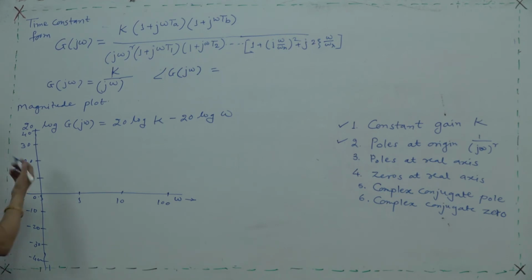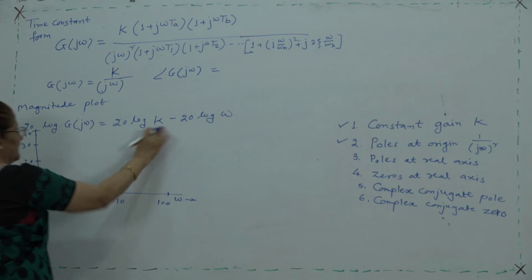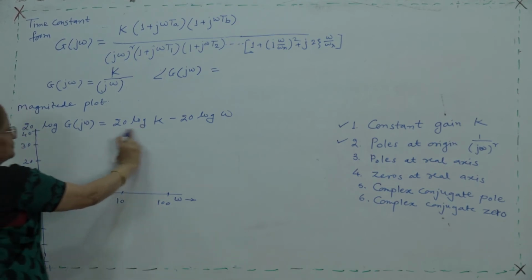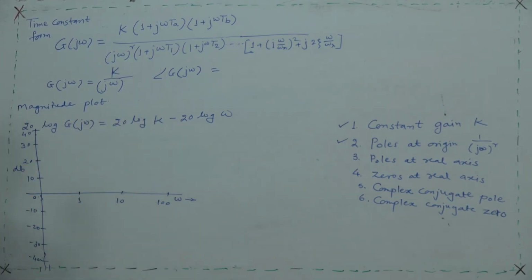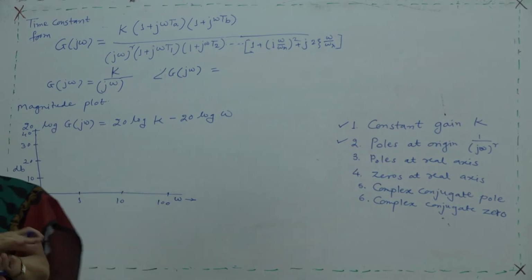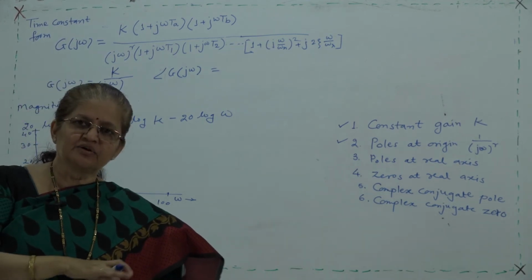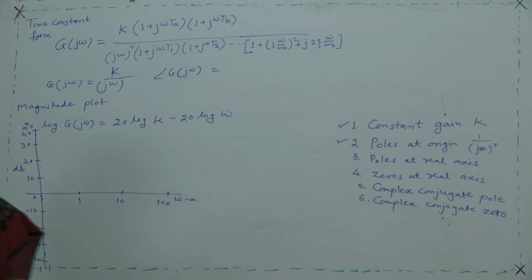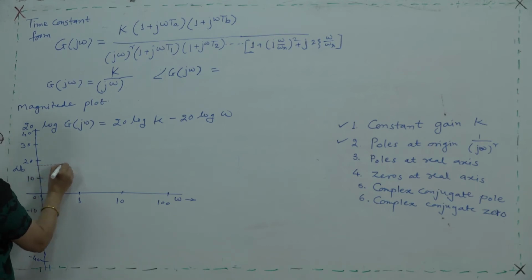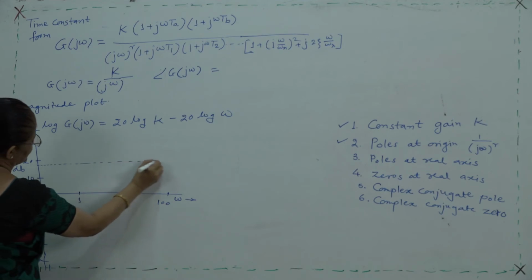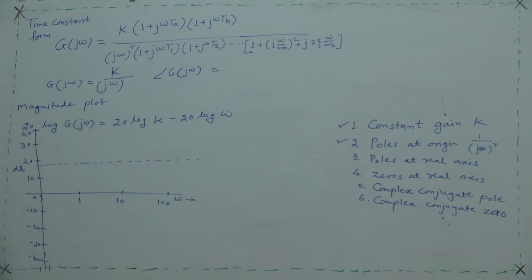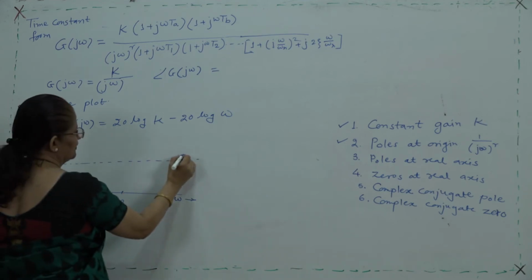So, suppose whatever may be the value of K, accordingly you will get some constant term that we have seen, constant gain K, then you will get a straight line parallel to x axis. Whatever is the value of K, take log of that, multiply it by 20, and so you will get a parallel line. So, I will draw first the dotted line because we have to combine both. Okay. So, this is for the 20 log of K.